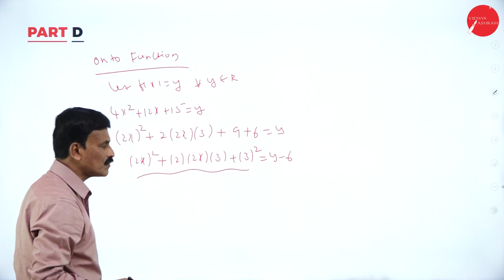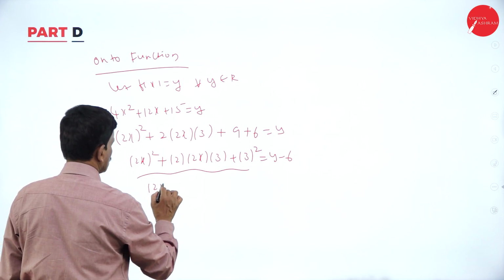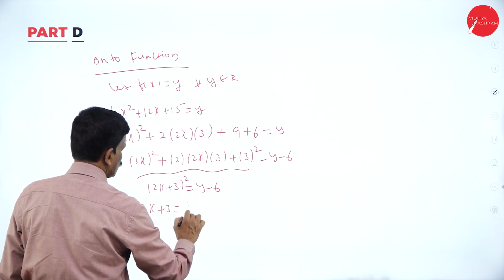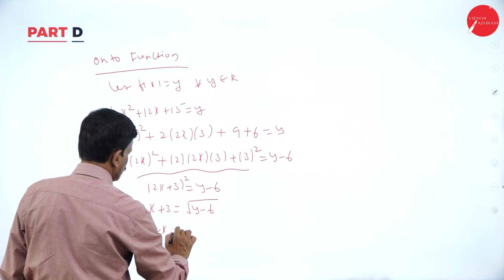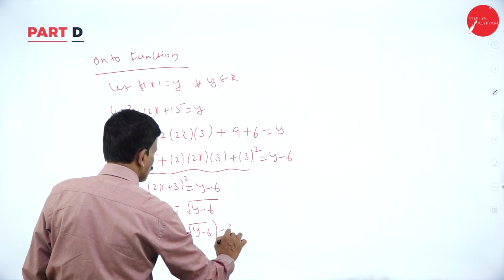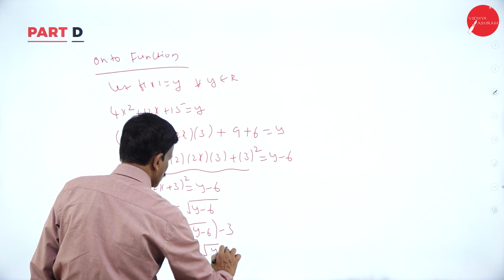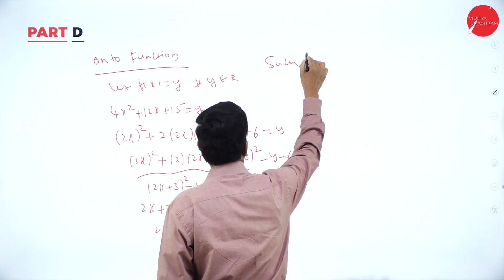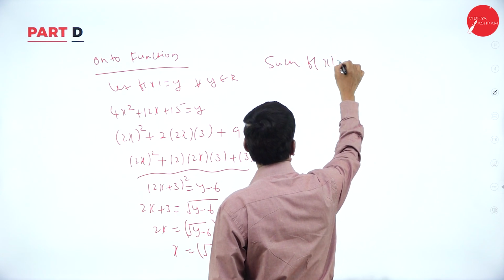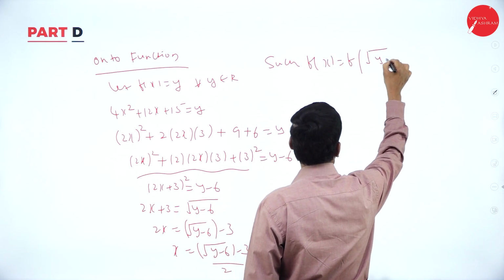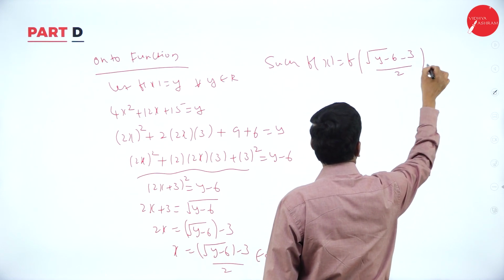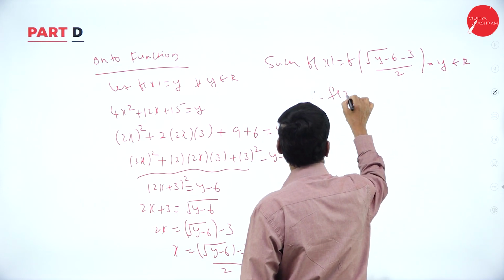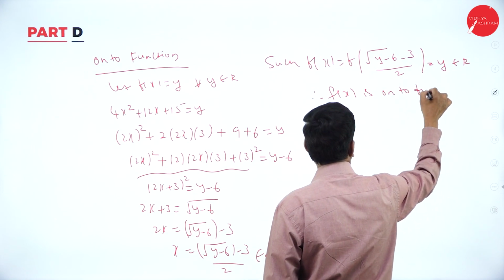If you observe carefully, this is of the form a square plus 2ab plus b square. This is nothing but 2x plus 3 whole square is equal to y minus 6, or 2x plus 3 is equal to square root of y minus 6, or 2x is equal to square root of y minus 6 minus 3, or x is equal to root of y minus 6 minus 3 divided by 2, which belongs to R, such that f of x, that is nothing but f of root of y minus 6 minus 3 divided by 2, is equal to y, which belongs to R. So, therefore, f of x is onto function. That's it.